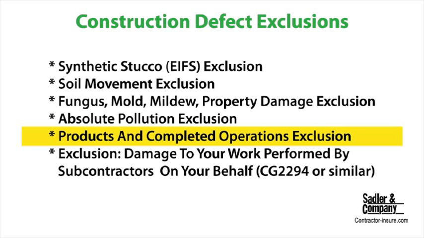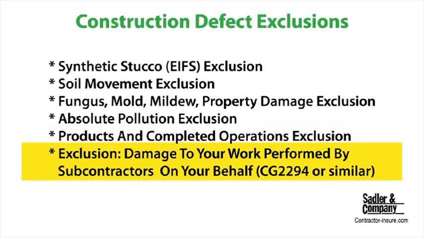You definitely don't want this one on your policy. And finally, the most complicated and difficult to understand of all the construction defect exclusions is called damage to your work performed by subcontractors on your behalf, which is also known as form number CG 2294. I will refer to this exclusion as CG 2294 from now on in this video.